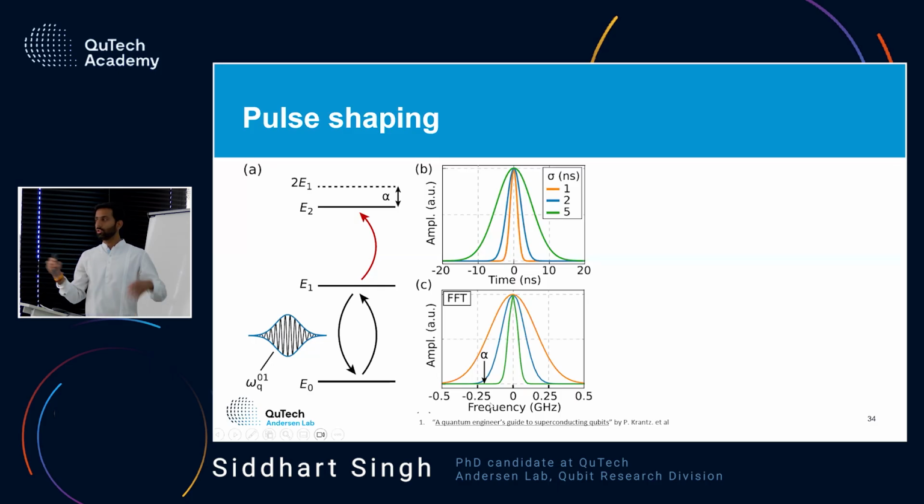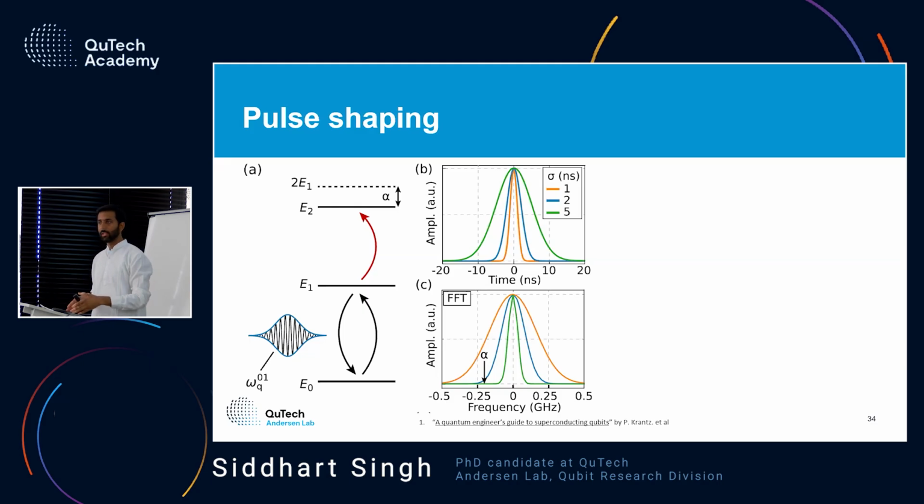And you see the shorter the pulse, the more spread out it is in the frequency domain. This means that if there was another level, which is E2, and the difference between this excitation and this excitation is alpha, and the spread is bigger than alpha, then you will end up driving E2. So you do not want to drive E2. And that is a requirement to avoid leakage.